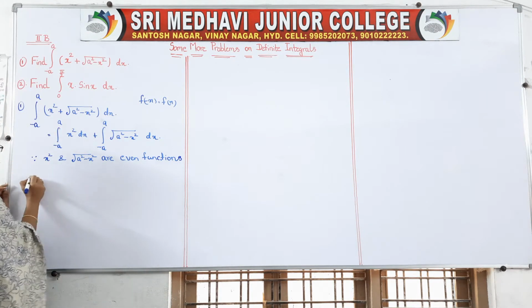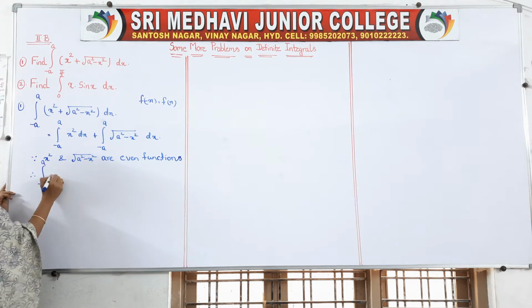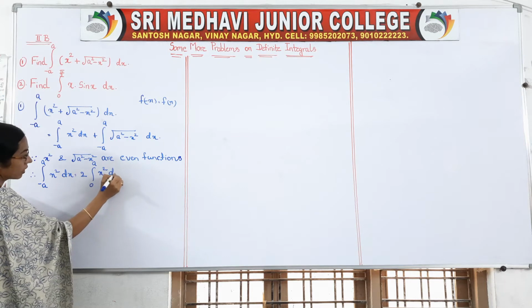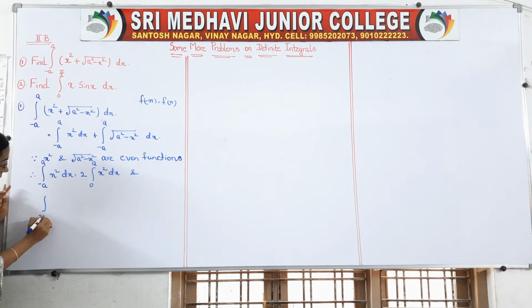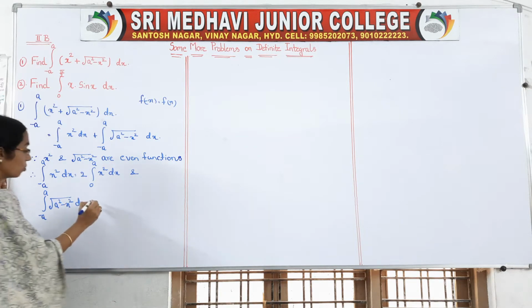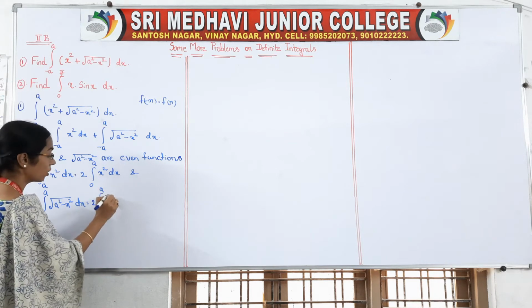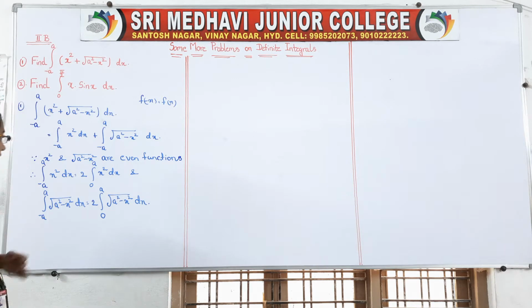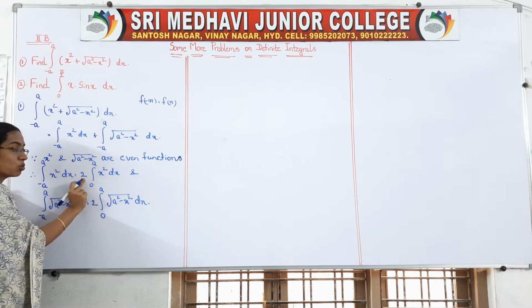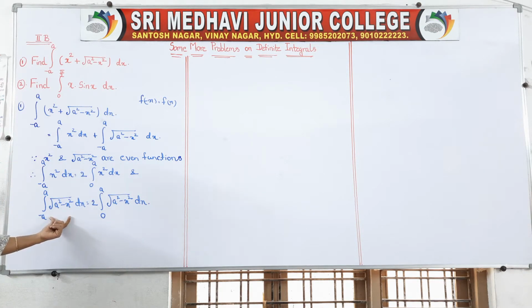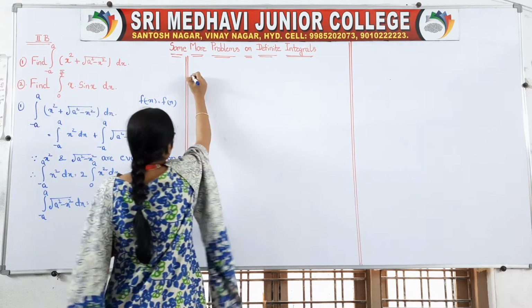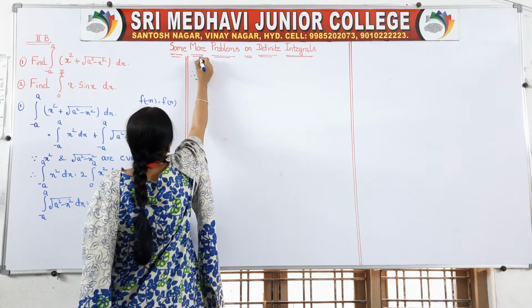They are even functions. Therefore the integral from minus a to a of x square dx is equal to 2 times the integral from 0 to a of x square dx, and the integral from minus a to a of root of a square minus x square dx is equal to 2 times the integral from 0 to a of root of a square minus x square dx. Whenever the function is even in definite integrals, minus a to a becomes 2 times 0 to a. This is also an even function, so for this also we write 2 times the integral from 0 to a of root of a square minus x square dx.